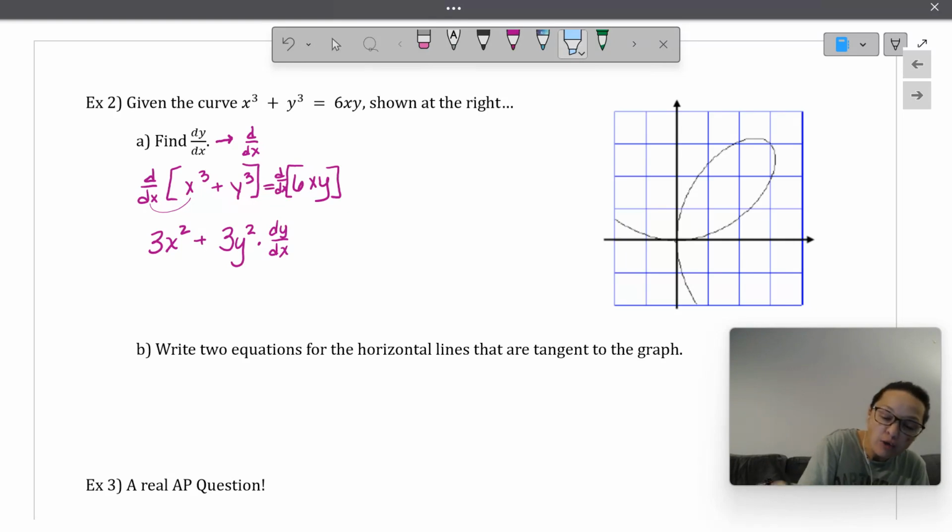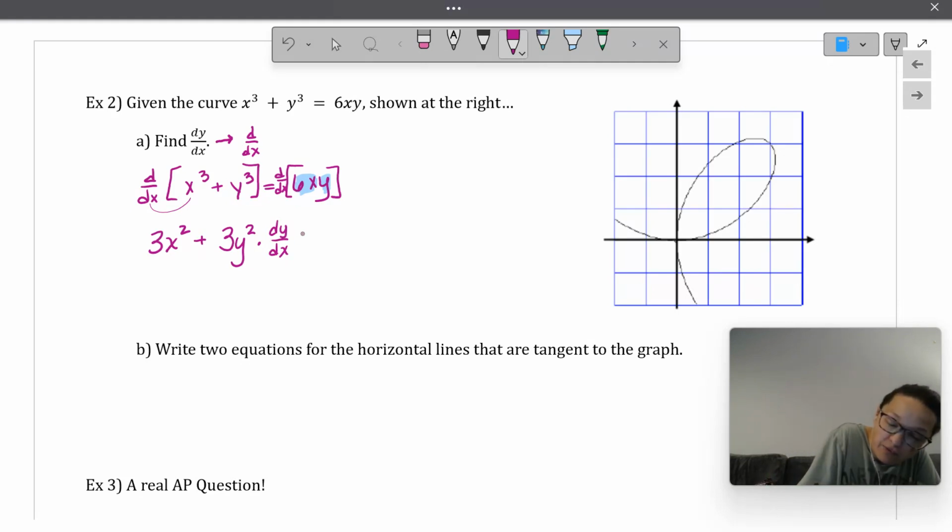On the other side, 6xy is a product of 6x and y. Yes, there's an argument that it can be 6 times x times y, but the 6 is a coefficient, so just squish it to the x. This is a product rule of 6xy. Got to do the product rule. I need to do extra stuff here.